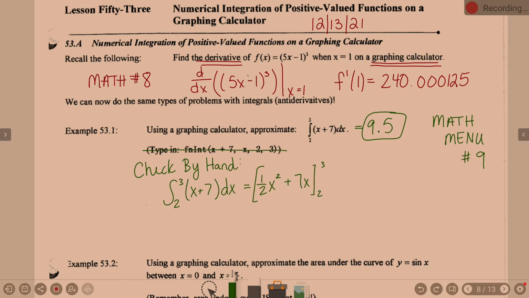We start by what? Plugging in 3. So 1/2 times 3 squared plus 7 times 3. I'm going to put that value in parentheses. And then minus, I'm going to set another set of parentheses. This time it's 1/2 times 2 squared plus 7 times 2.